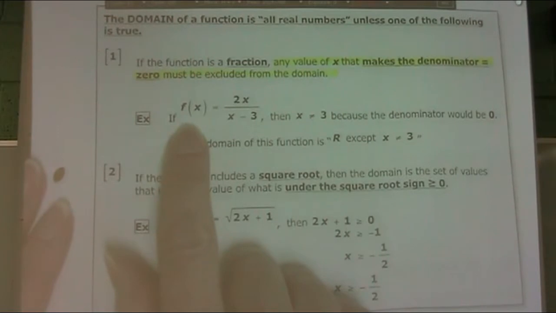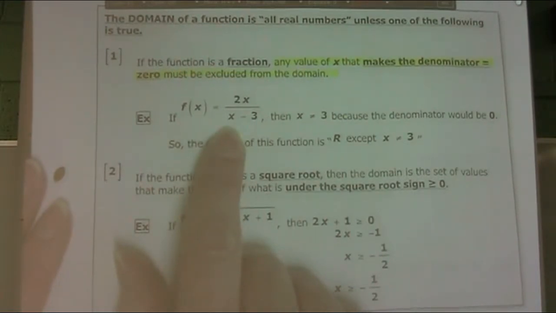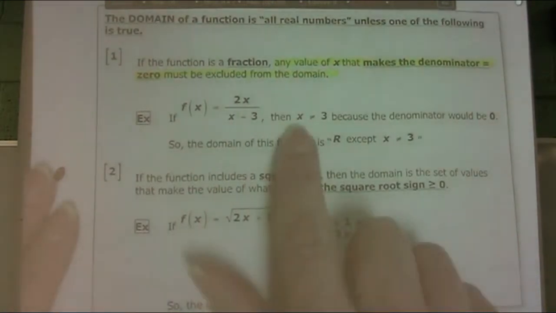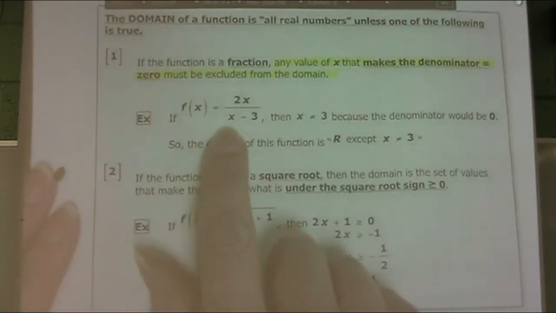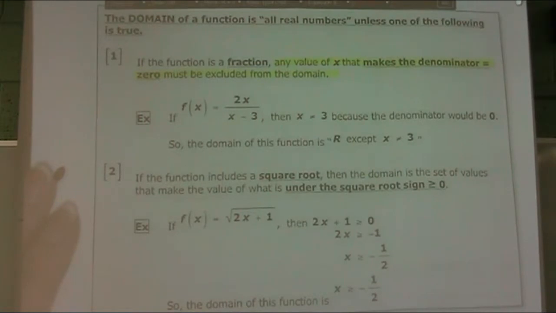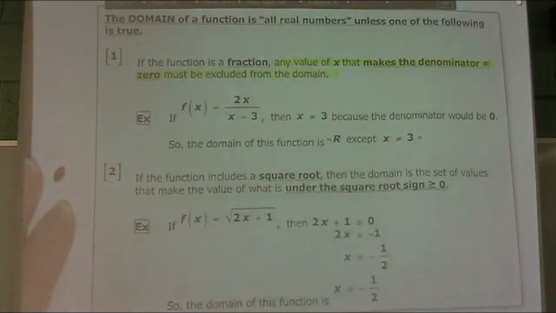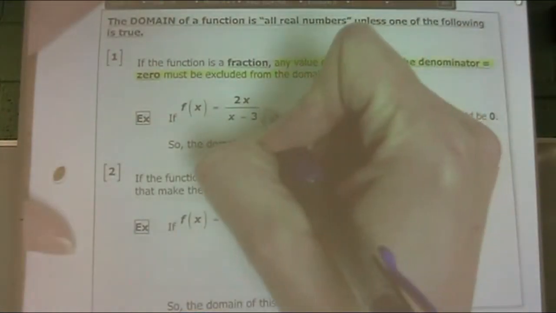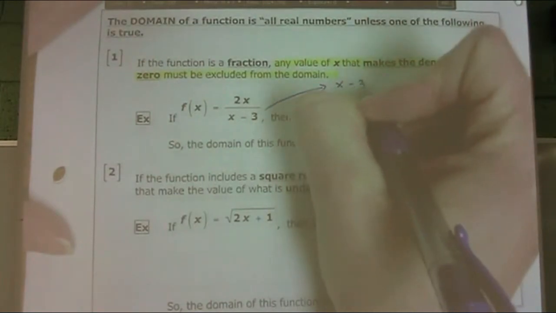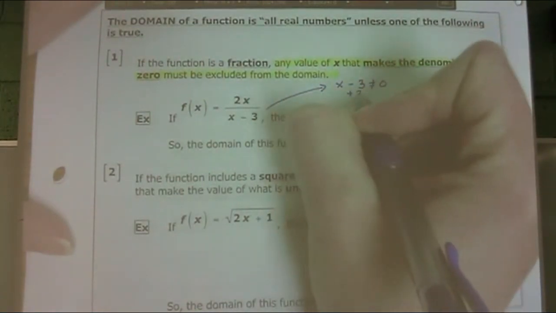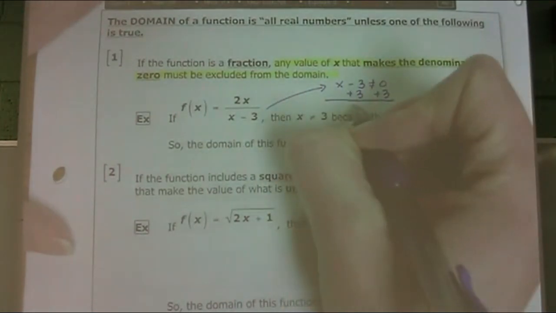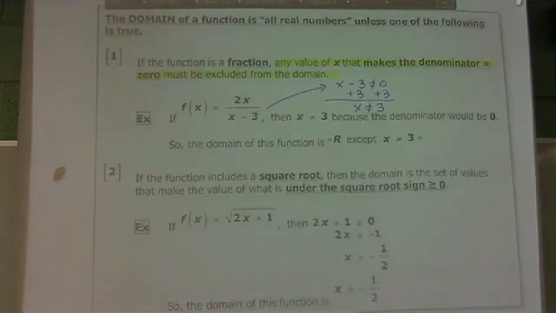And this is how we would do that. I have an example here. If f of x equals 2x over x minus 3, then x cannot be 3. All right? Because then we would have 3 minus 3 is 0 in the denominator. So the domain of this function is the big R, all real numbers, except x cannot equal 3. Now, the way you figure out what it cannot equal is you take your denominator and do this. Say x minus 3 cannot be equal to 0. Add 3 to both sides. X cannot be 3. All right? That's how we figure out what x cannot equal.